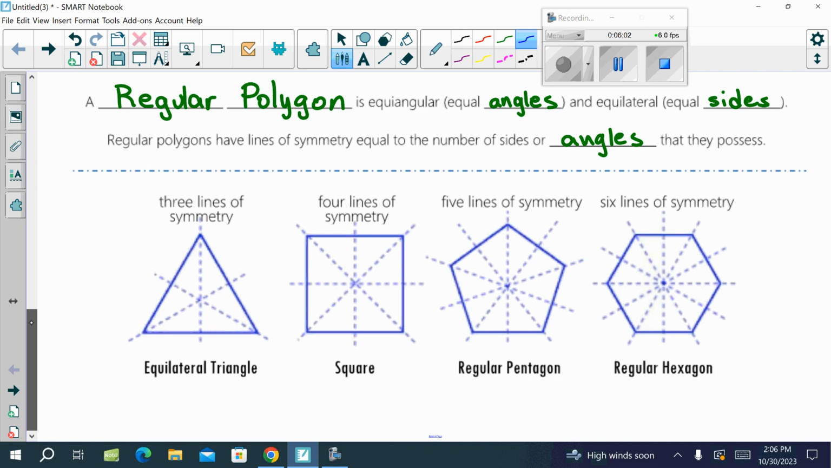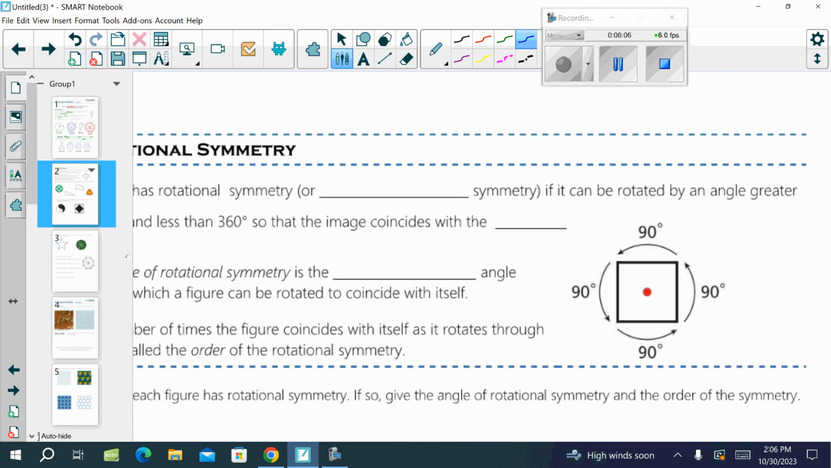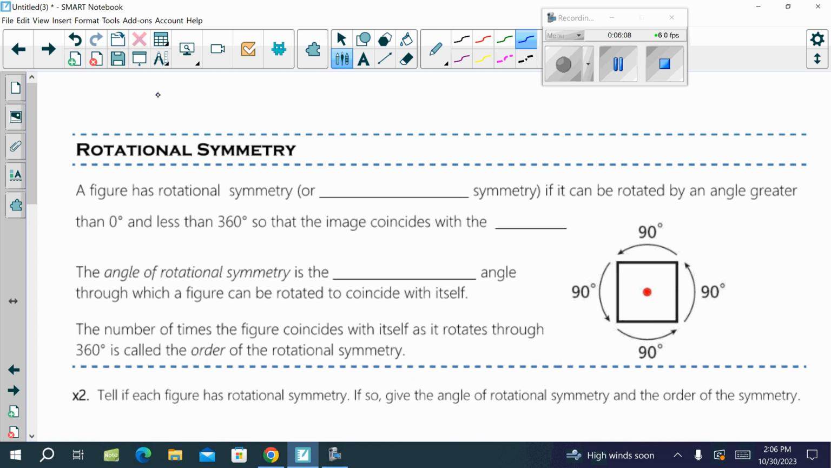All right, flip it over. Rotational symmetry. A figure has rotational symmetry or radial symmetry if it can be rotated by an angle greater than 0 degrees and less than 360 degrees, so that the image coincides with the pre-image.